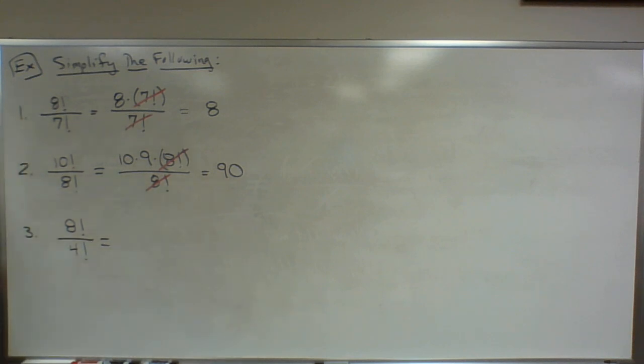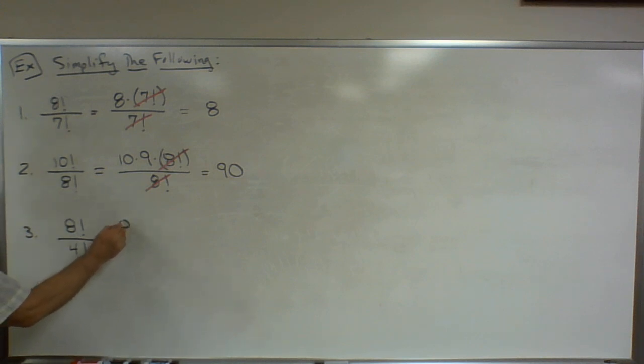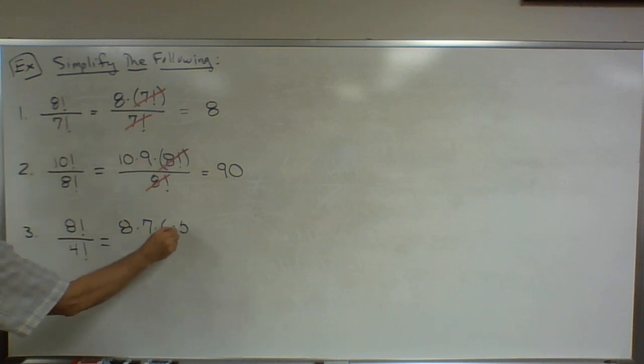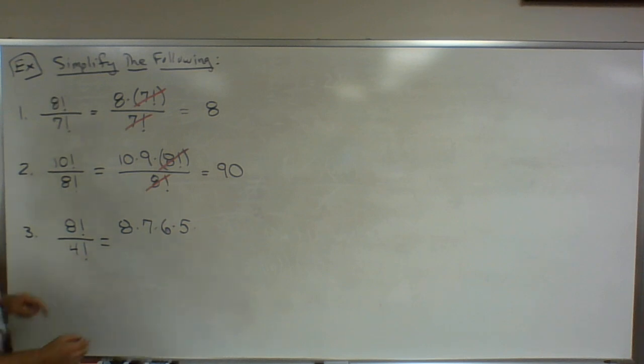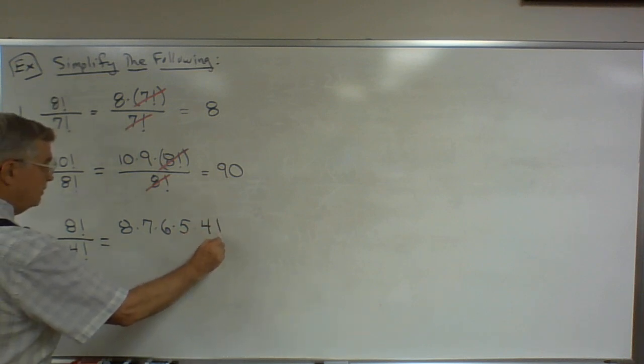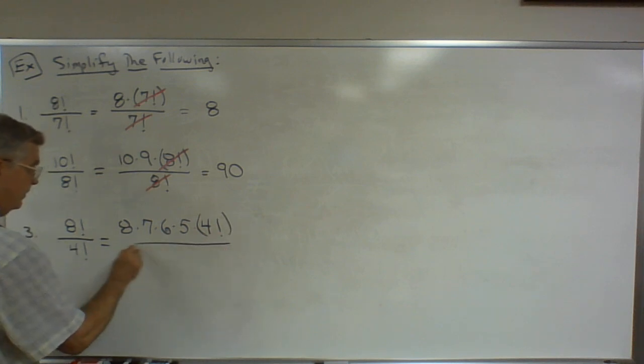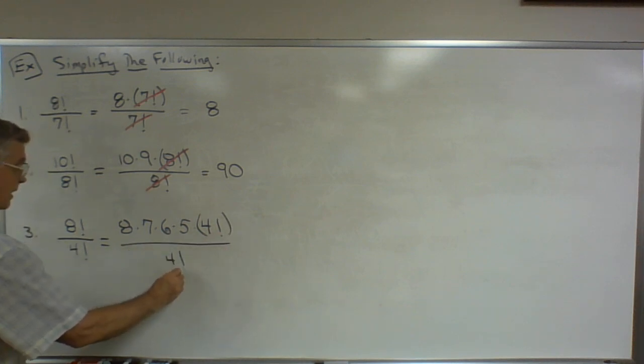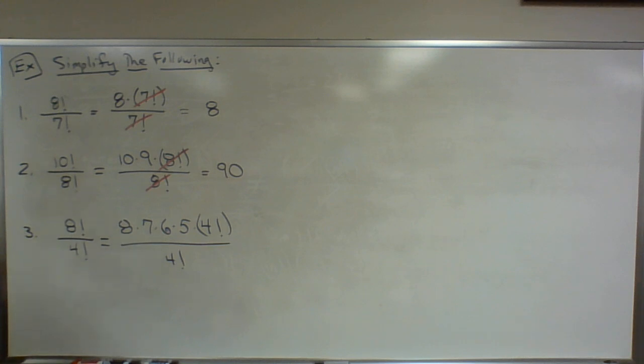Okay, one more for good measure. 8 factorial over 4 factorial. Again, we write the larger factorial in terms of the smaller factorial. 8 factorial is 8 times 7 times 6 times 5 times 4, 3, 2, 1. So 4 factorial. And the 4 factorials cancel.